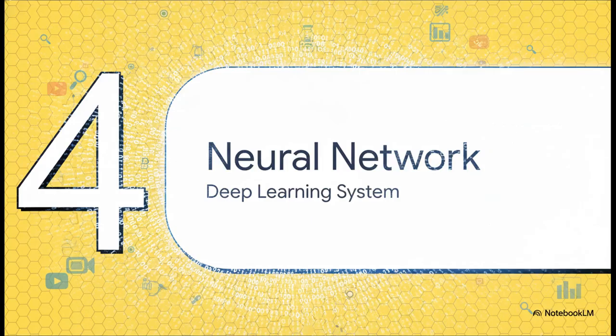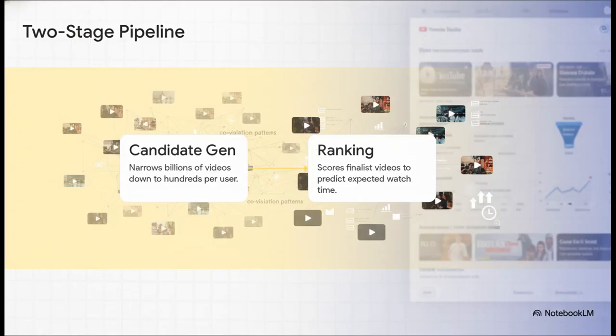Let's level up. Section 4, inside the neural network. Time to pull back the curtain on the actual Google deep learning system that runs the whole show. To process over 14 billion videos in literally milliseconds for 2 billion users, this neural network uses a massive 2-stage pipeline. Stage 1 is candidate generation. This narrows the whole catalog down to a few hundred videos per user based on co-visitation patterns. Then, Stage 2 is the ranking model, which scores those finalists using hundreds of different features to predict expected watch time.